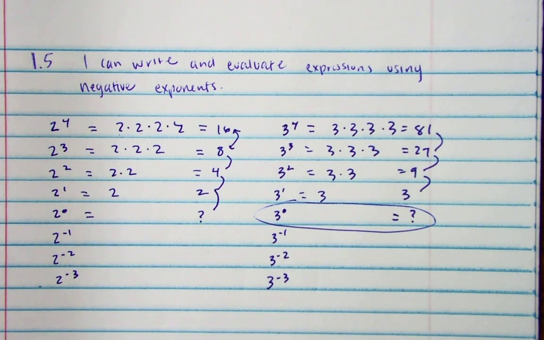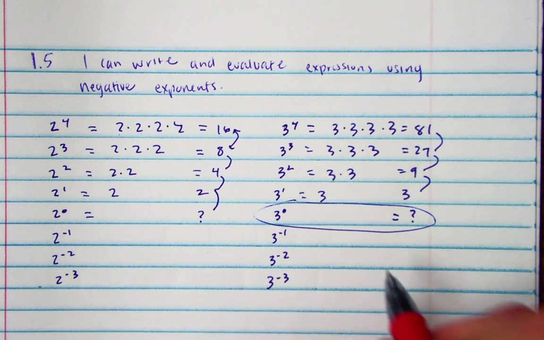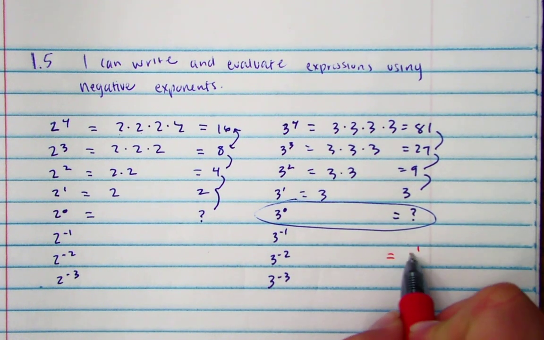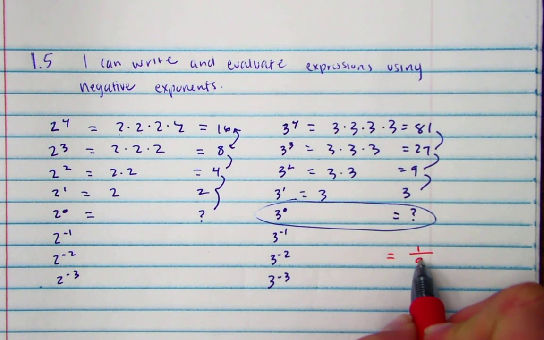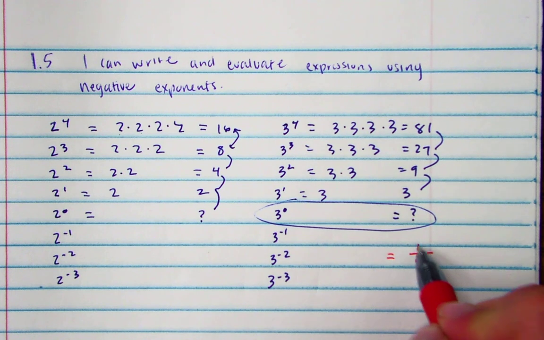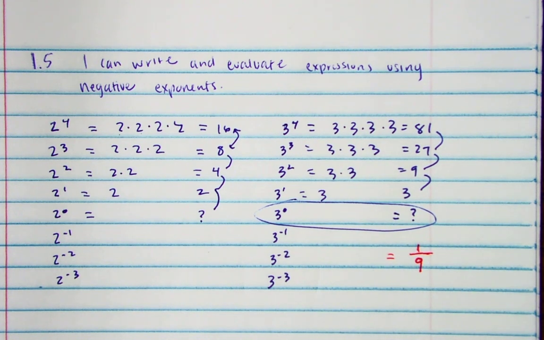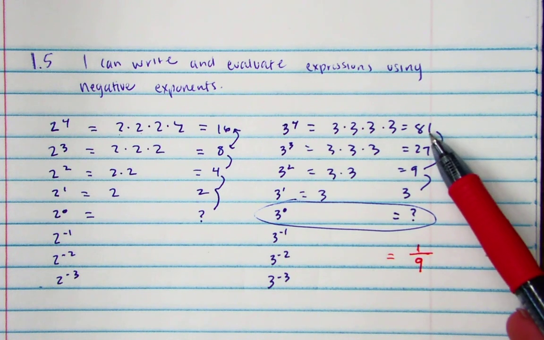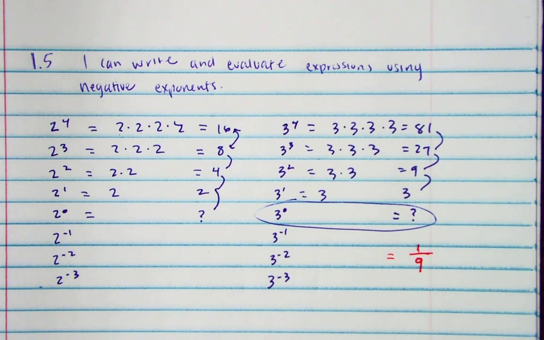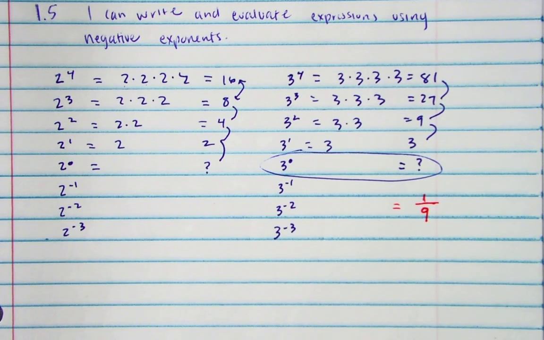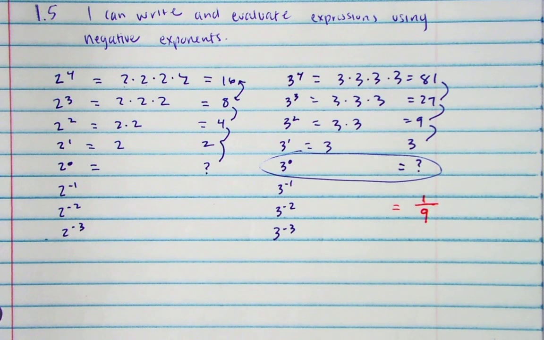I will give you one hint. 3 to the negative 2 is going to be 1 over 9. How might I have gotten this answer? So I want you to think about what patterns you can find between these ones, and then I want you to write this pattern down in your notebook, but I also want you to comment this pattern in the discussion that I'm about to start on this homework assignment.